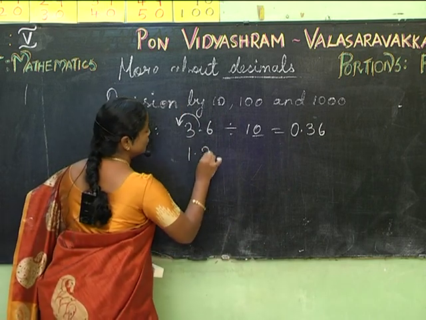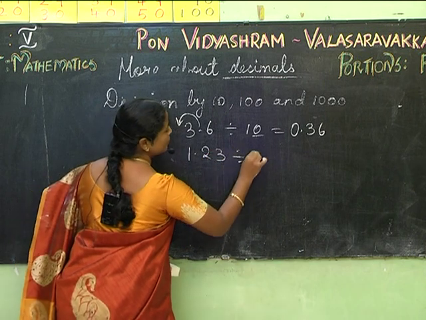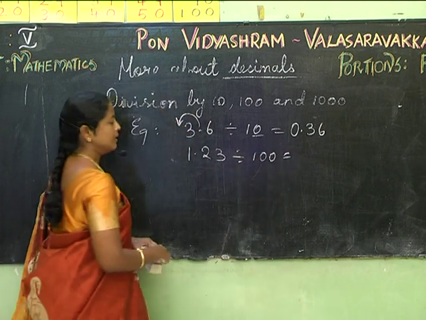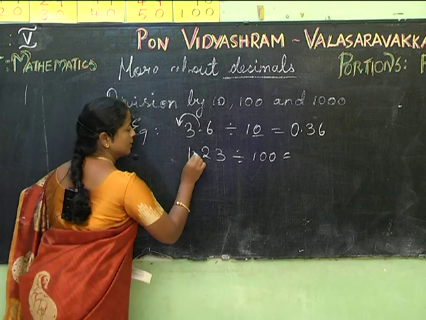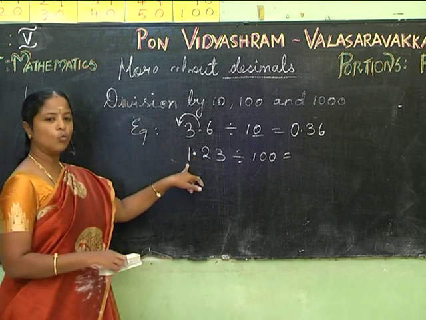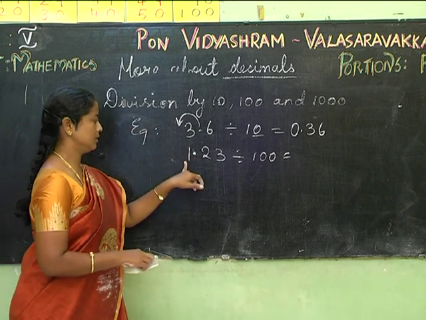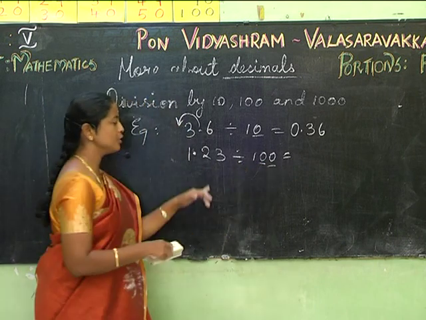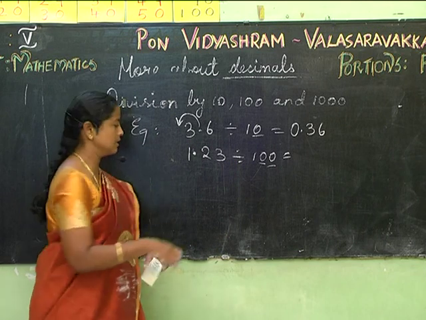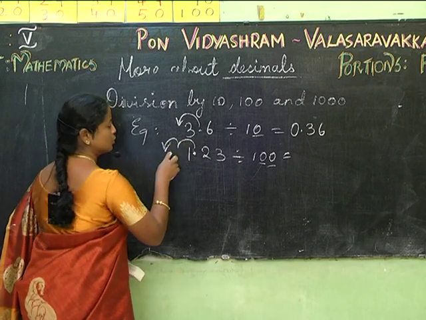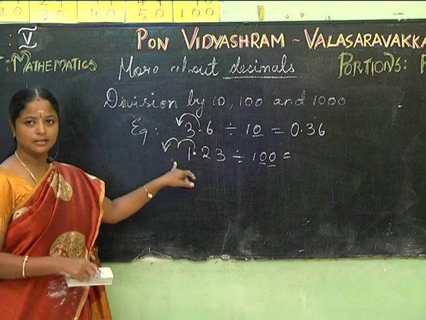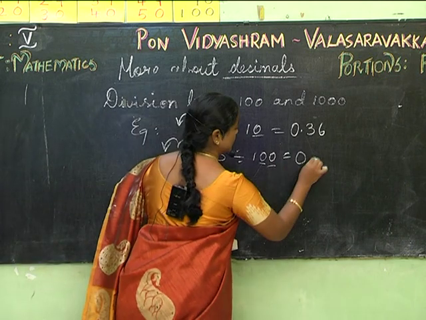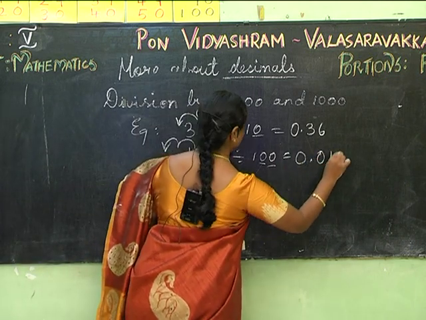Next 1.23 divided by 100. Here before the point there is only one number. So we are going to move the decimal point towards the left 2 places. Whenever there is no number, here we can add a 0. The answer will be 0.0123.